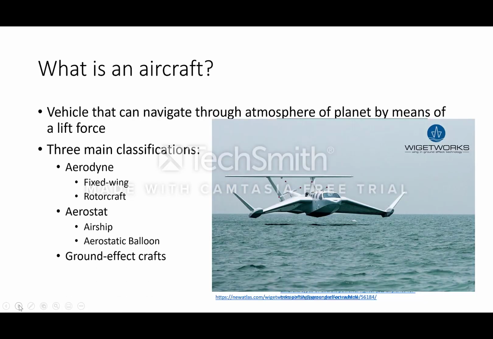The last classification of aircraft is called a ground effect craft, and that is one that just basically hovers over the ground. In this picture, we have a ground effect craft that's hovering over water, but they can hover over land too, and so they just fly really, really close to the surface. So the three main classifications: aerodyne, which include airplanes, gliders, and helicopters; aerostats, which include hot air balloons and blimps; and then ground effect crafts.